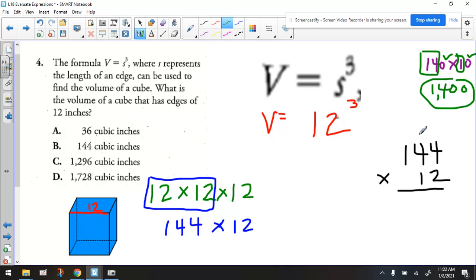But conscientious students, what would they do? They would still do the standard algorithm for 144 times 12, just to be absolutely 100% sure of what the correct answer is.